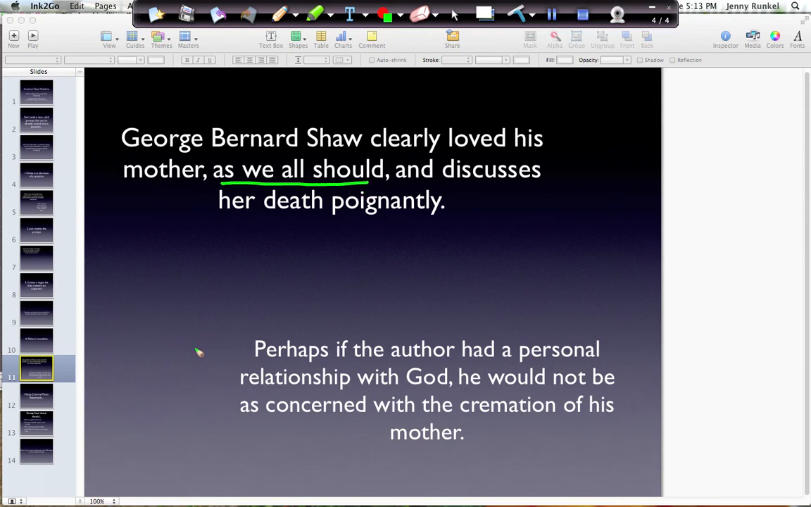Okay? This is, I think, my all-time favorite. Perhaps if the author had a personal relationship with God, he would not be as concerned with the cremation of his mother. Okay, you can practically feel the student wagging their finger at George Bernard Shaw, and it's not analysis, it's not what we're looking for.